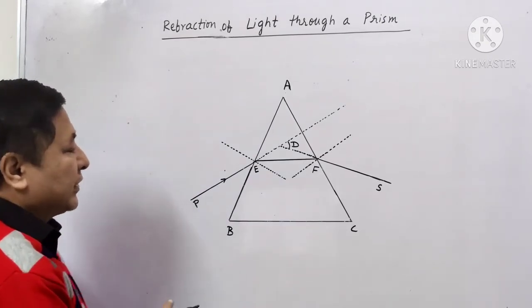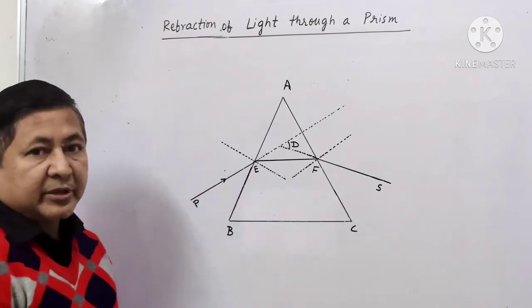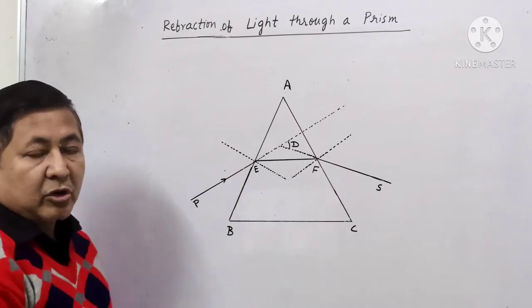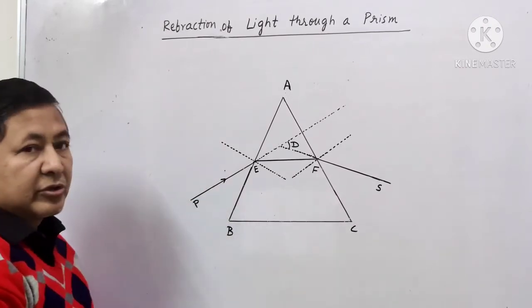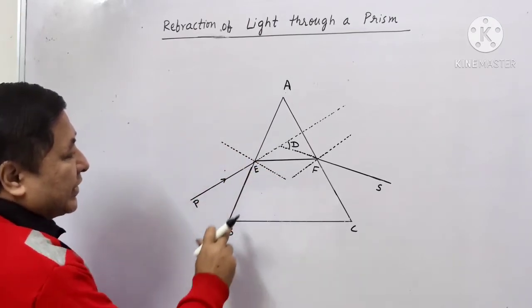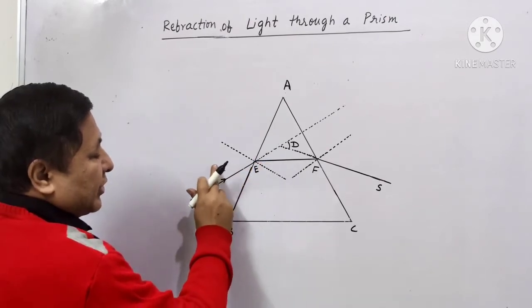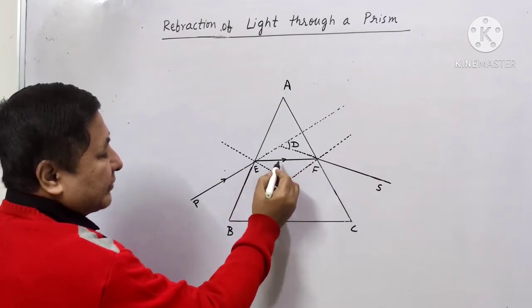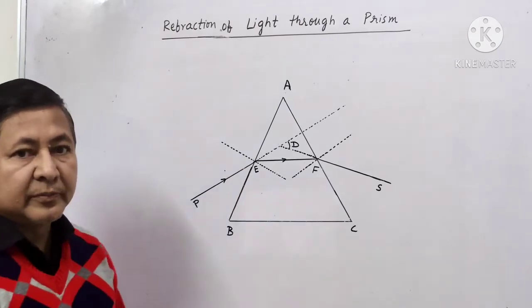Now as we know, a ray of light which goes from a rarer medium to a denser medium bends towards the normal. Glass, as we know, is a denser medium as compared to the air, and this is the normal I have drawn here. So the light will bend towards the normal because it is going from rarer medium to denser medium, and therefore EF is the refracted ray. EF is the refracted ray which is bending towards the normal.